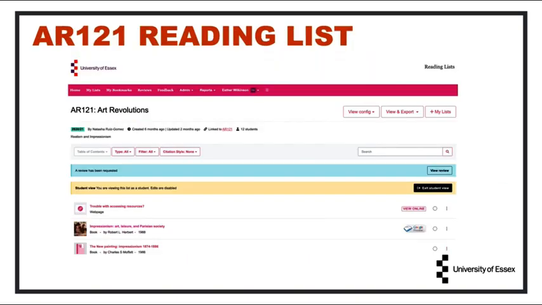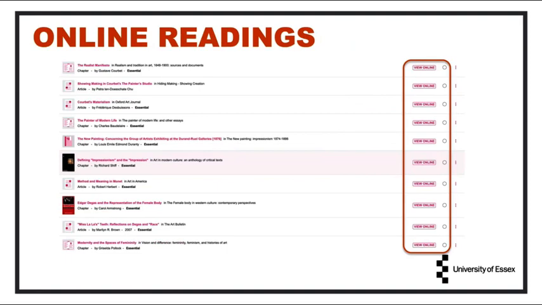This is the reading list for the first year AR 121 Art Revolutions module. If we scroll a bit further down the page, you can see that there are links here to the online versions of all of these readings, and you can access the full text regardless of where you happen to be studying. You'll usually need to enter your University of Essex login details to access the readings online.